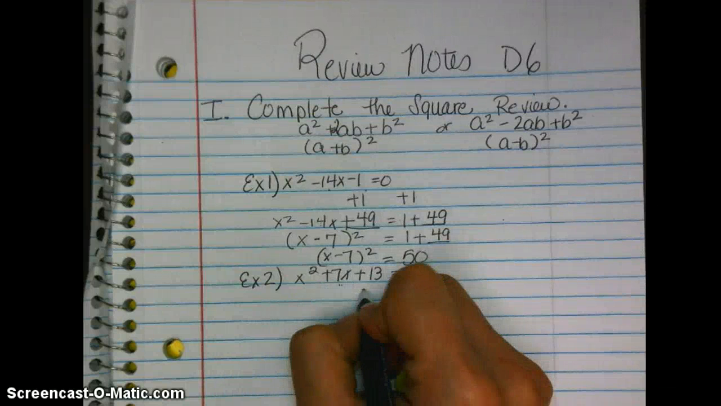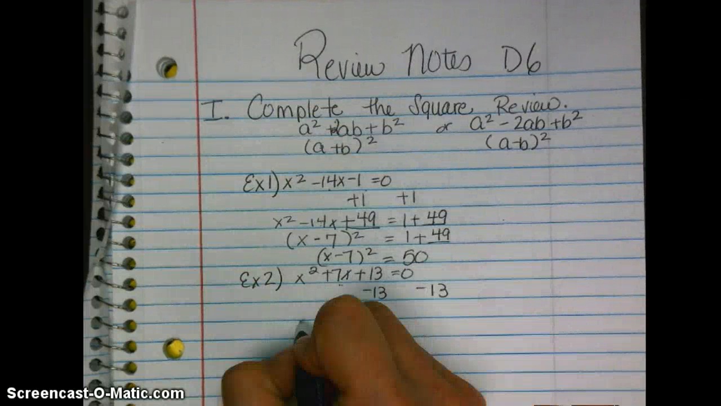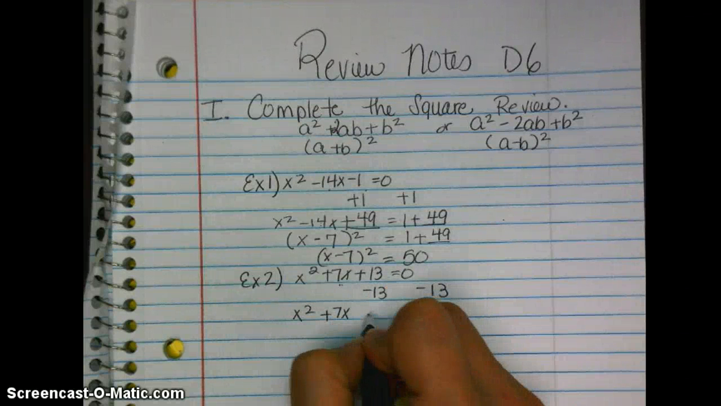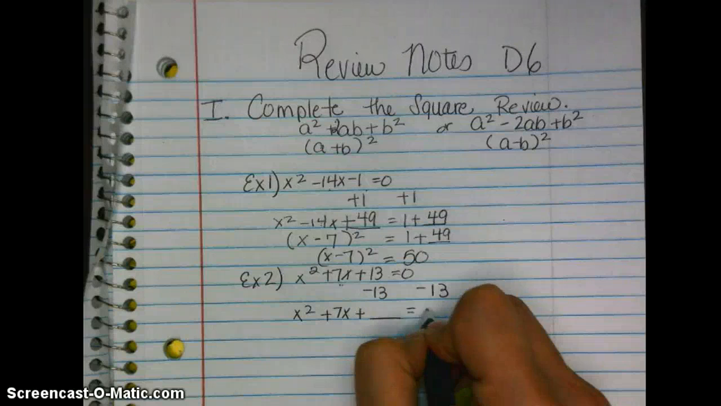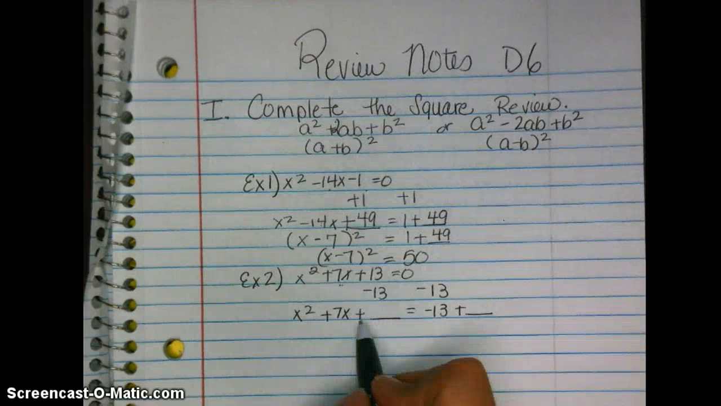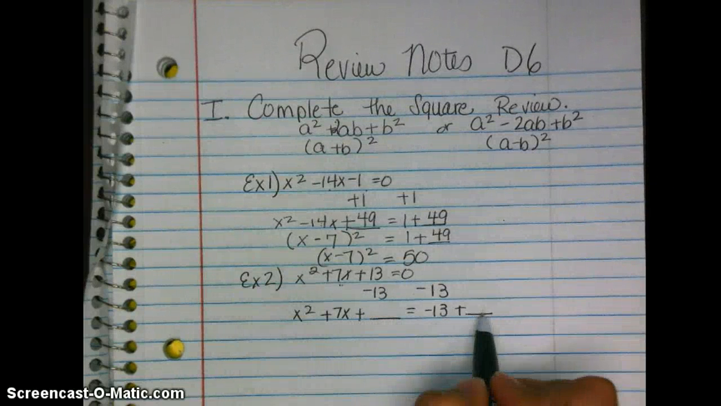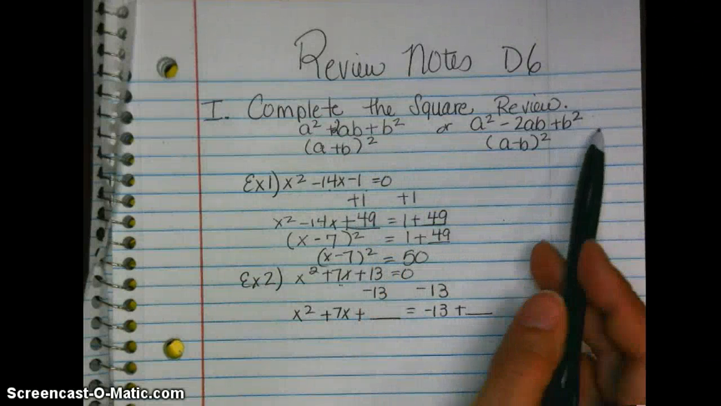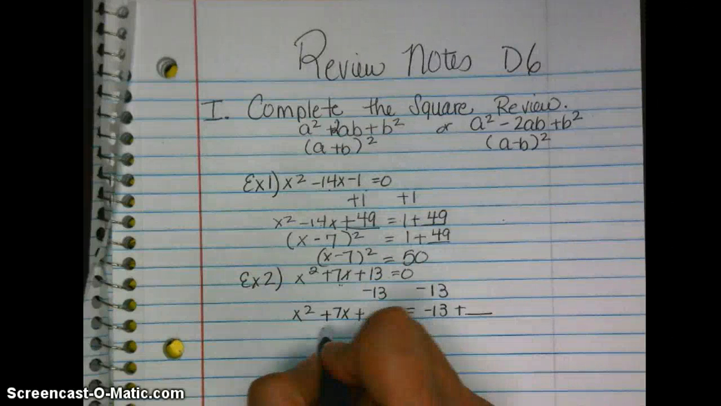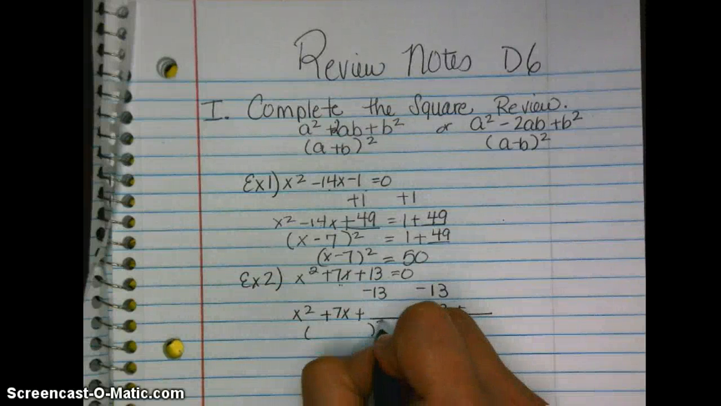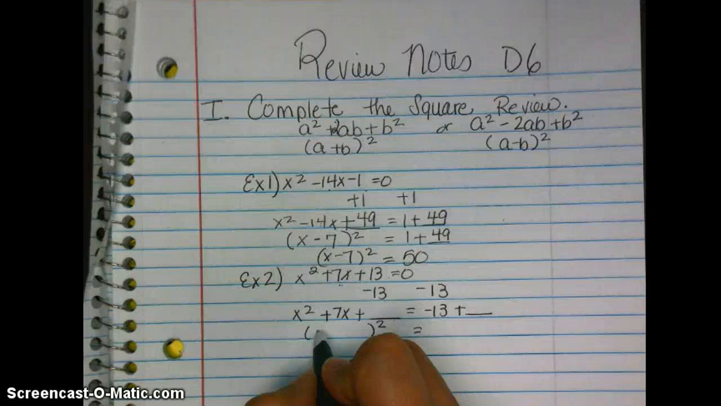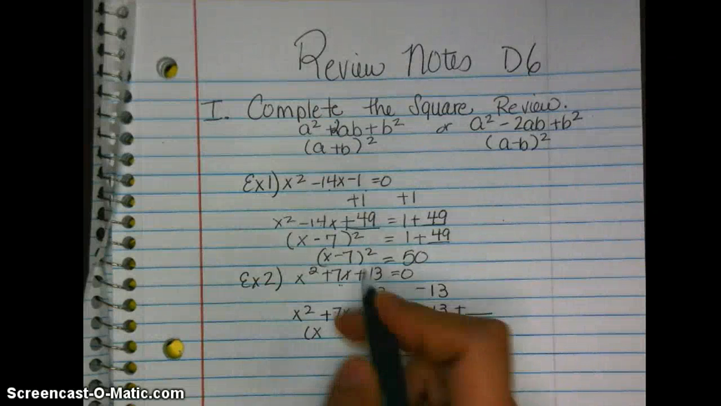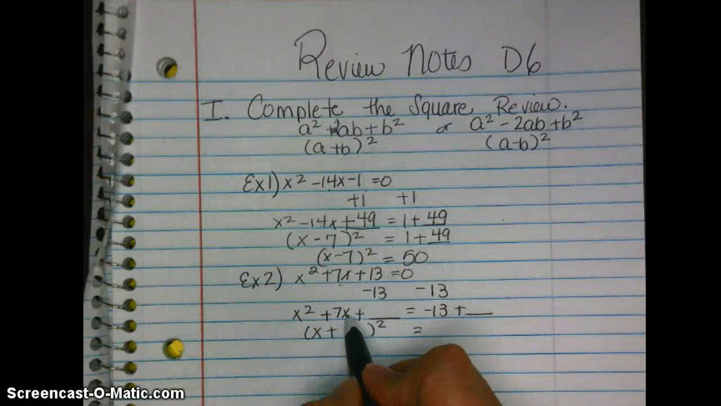So we're going to subtract 13: x squared plus 7x plus something equals negative 13 plus something. And again, remember this is always a plus sign here because in either form, it's always a plus b squared. And remember the sign that goes in my parentheses should match the same sign as my b term.